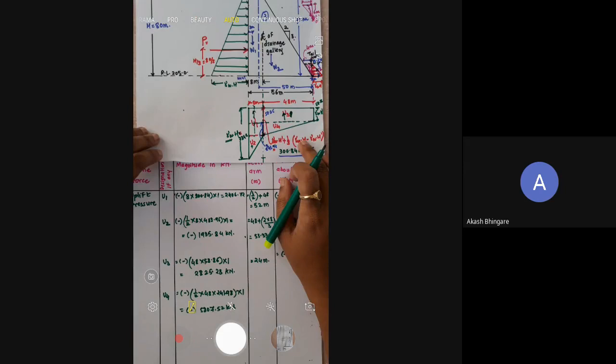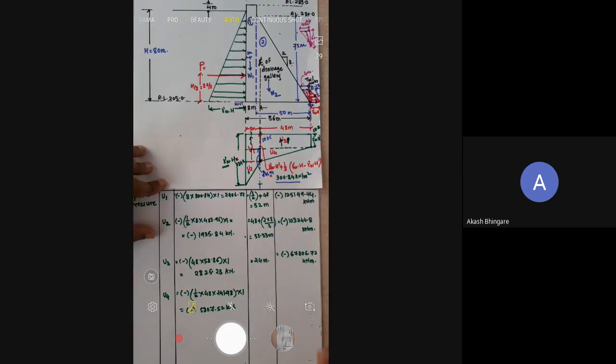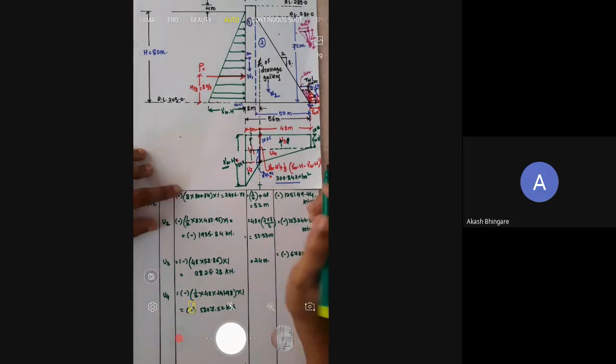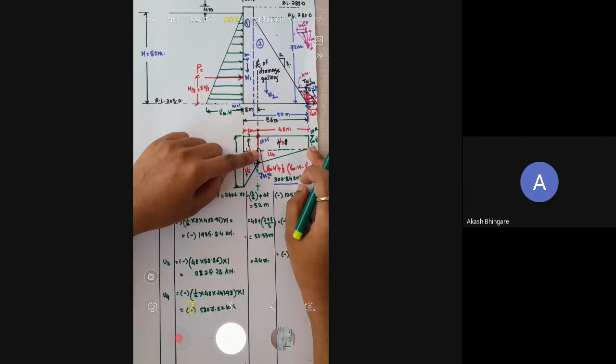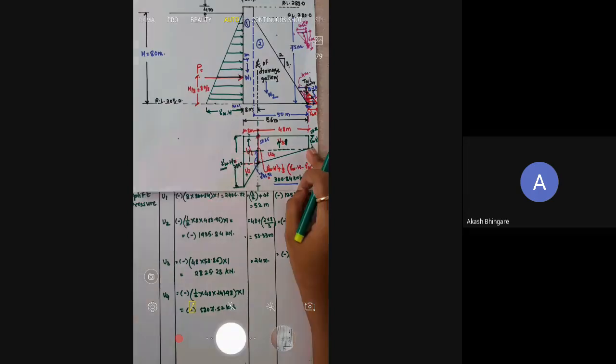Right. So now what is the lever arm distance for U4? A triangle is there. So having this distance as 48 meters. We are supposed to take the moment about toe. So it will be at a distance h by 3 from base, 2h by 3 from its apex. So what will be the value that we have to take for lever arm distance?